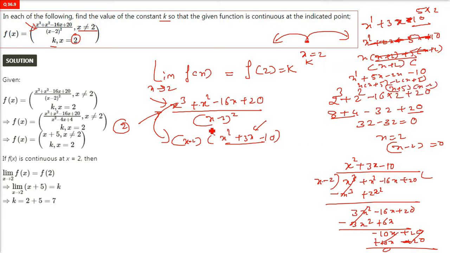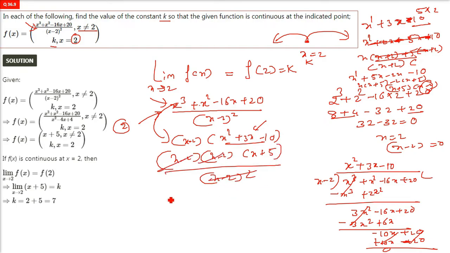Now replace x square plus 3x minus 10 by this (x plus 5) into (x minus 2). So in the numerator we have x minus 2 and x plus 5. In the denominator you already have (x minus 2) into (x minus 2), that is (x minus 2) whole square. So you just cancel this out. The only remaining thing is x plus 5.